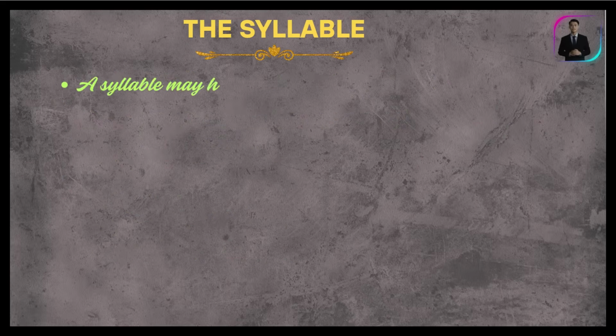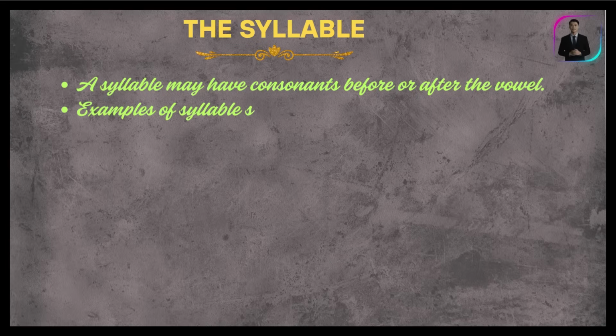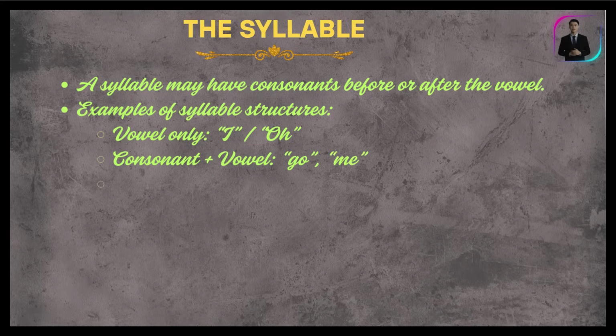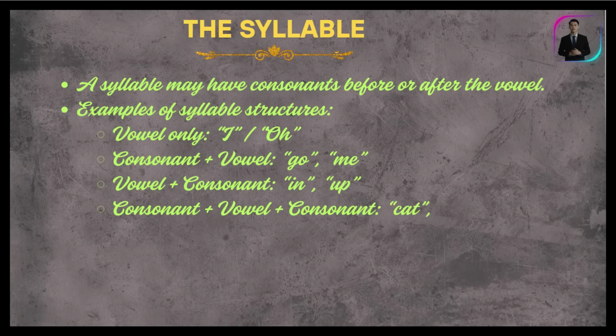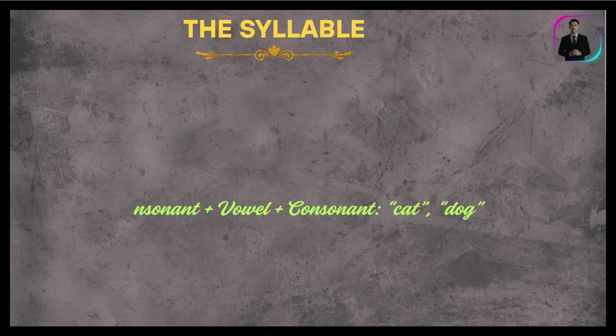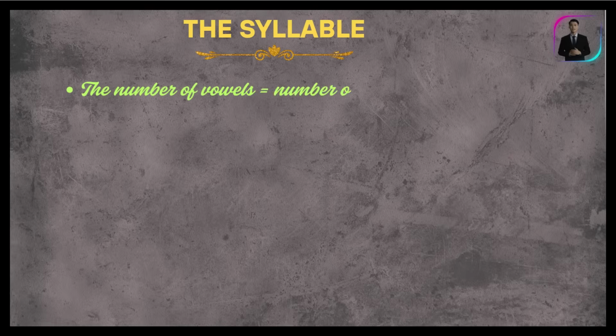A syllable may have consonants before or after the vowel. Examples of syllable structures. Vowel only: I, O. Consonant plus vowel: go, me. Vowel plus consonant: in, up. Consonant plus vowel plus consonant: cat, dog. The number of vowels equals the number of syllables.